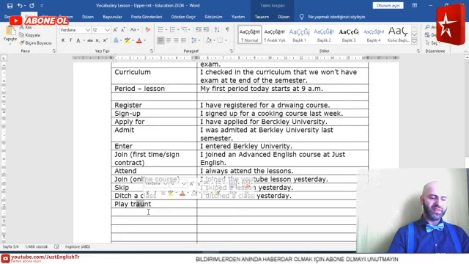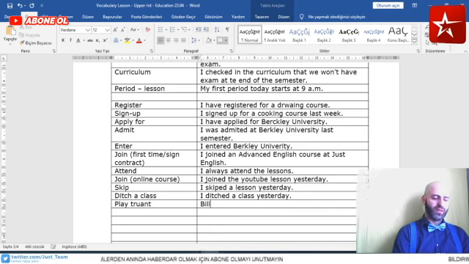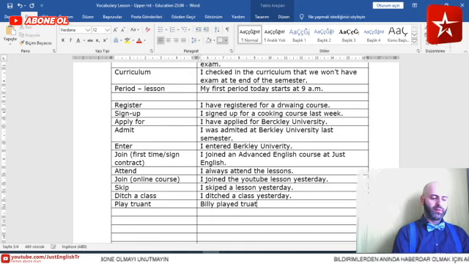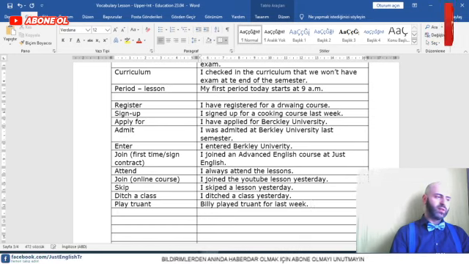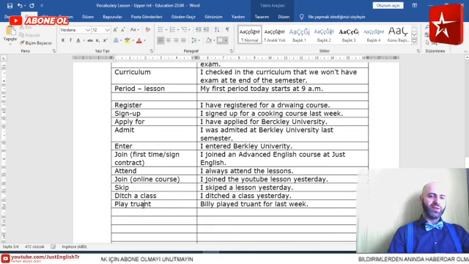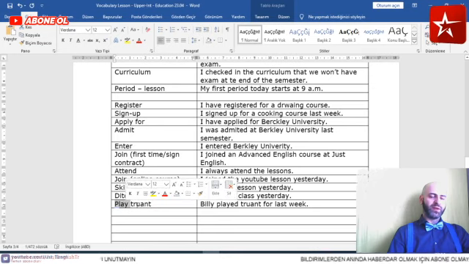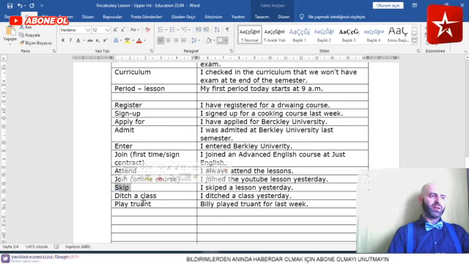Sorry for misspelling the word. Billy played truant for last week. So last week, Billy did not go to school. This one is used in British English, play truant. Ditch or skip is used in American English, and it is more popular in American English.